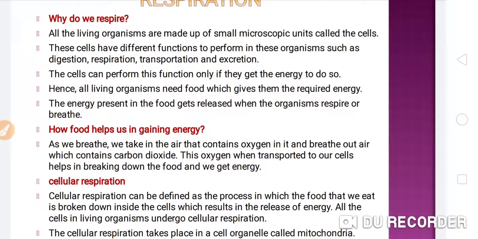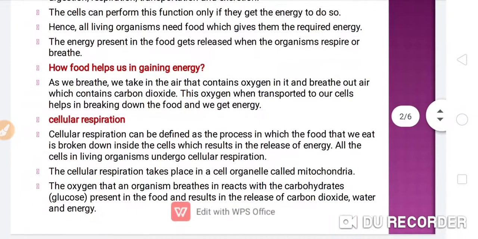Hence all living organisms need food, which gives them the required energy. The energy present in the food gets released when the organism respires or breathes. So respiration is the process by which we get the energy to do all the processes like digestion, respiration, transportation and excretion inside our body. How does food help us in gaining the energy?